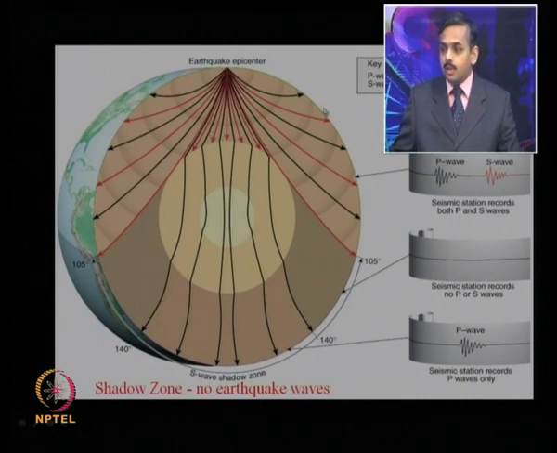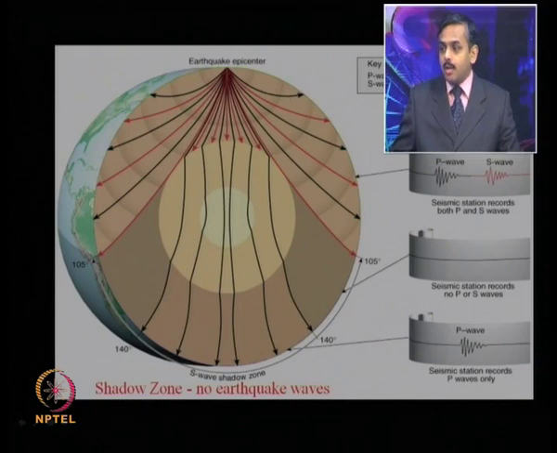So, only the seismographs which are located at this part of the world, for this earthquake, will be able to record both P wave and S wave. Whereas, the seismographs located in this part of the world cannot record any wave of this earthquake, and the seismographs located at this part of the world will record only P wave. They cannot record S wave, because they are in the S wave shadow zone.